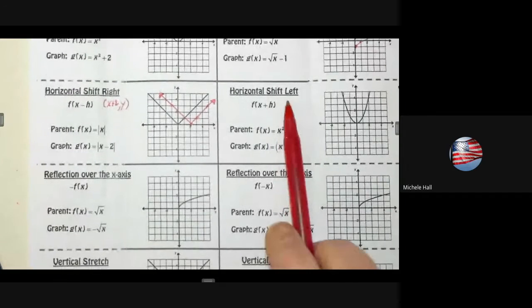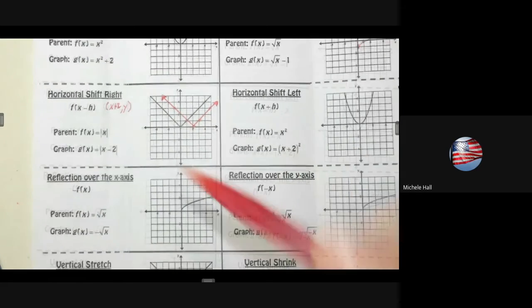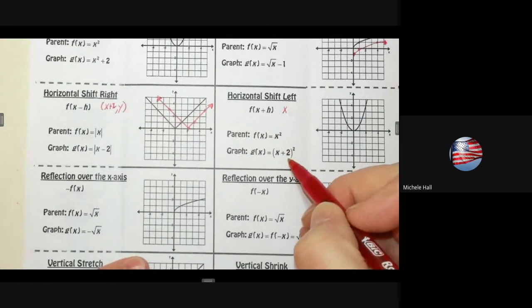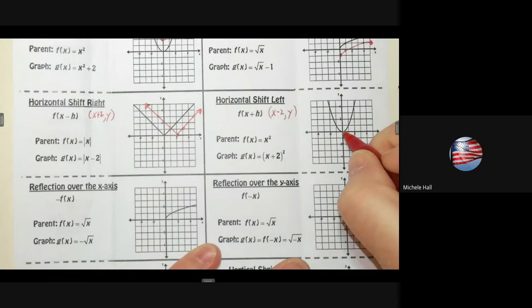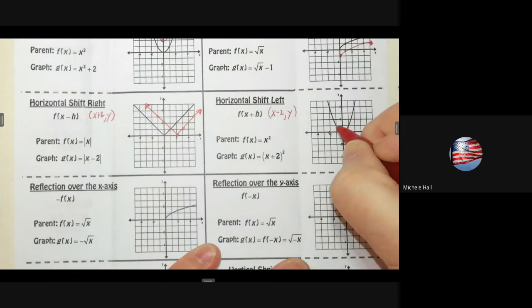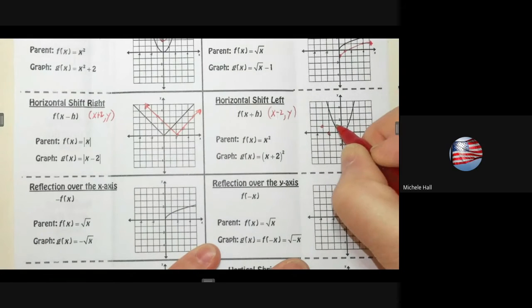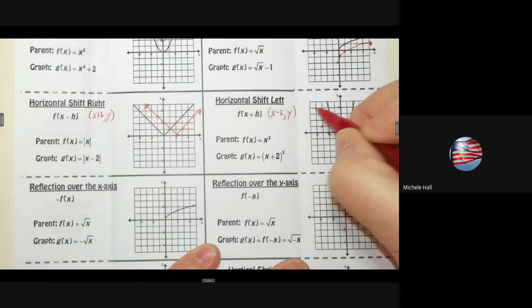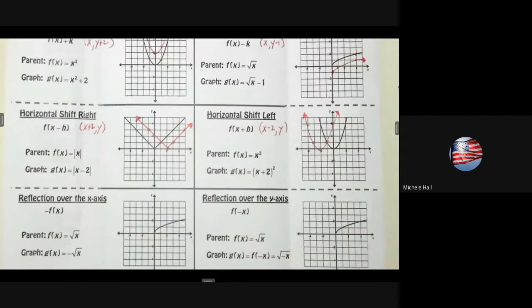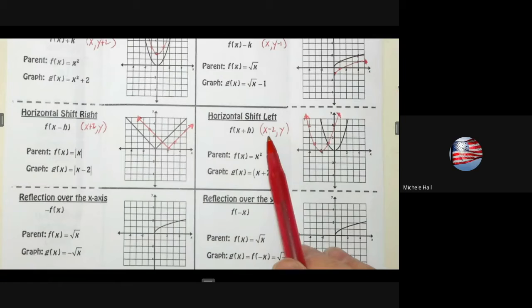Same thing with shifting left. That means I'm going to be subtracting 2, not adding 2, but subtracting 2. All of my x values will be subtracted by 2. Subtract 2 from my x over 2. I take this point, move it over 2, 1, 2. I'm going to take this, move it over 2, 1, 2. And one more. Let's go with this one. 1, 2. And 1, 2. I can see that my parabola has been shifted to the left 2 units. I subtracted 2 from all my x values.